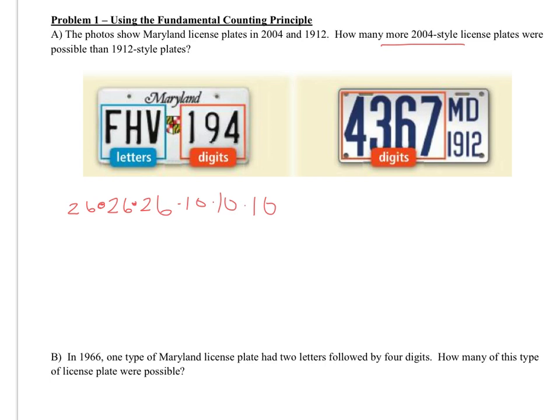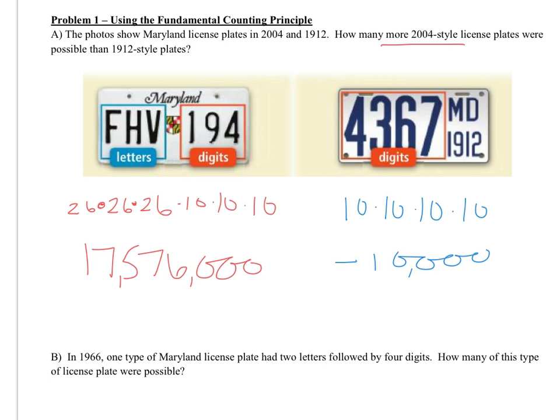In the year 2004, 26 times 26 times 26 times 10 times 10 times 10 is 17,576,000. Now in 1912, I have 4 different options, and it was only with numbers. So I would subtract 10,000. That's this spot, you can't tell. So there are 17,566,000 more different options I could have. Just think, and all I did was add 3 letters.